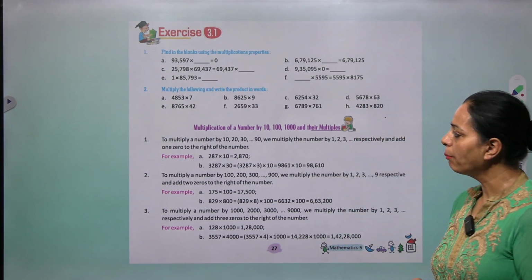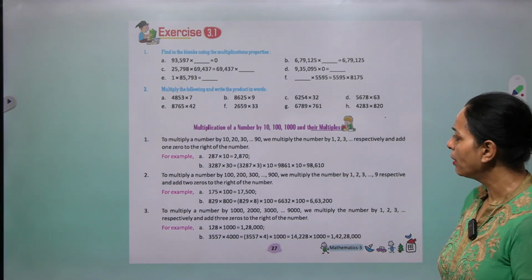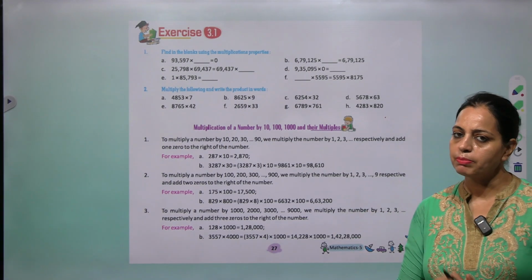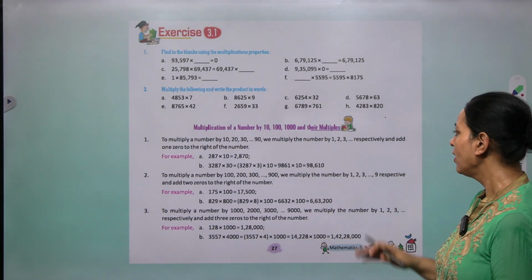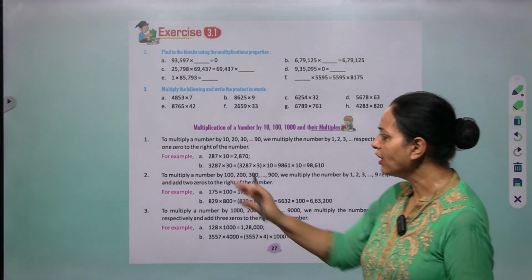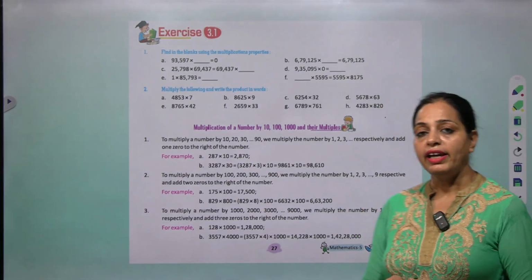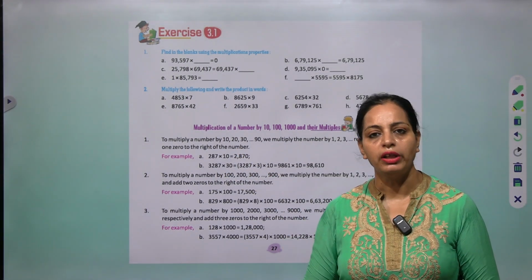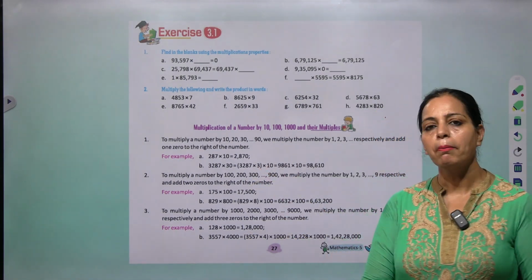To multiply a number by 10, 20, 30 up to 90, we multiply the number by 1 to 9. हम simple number से multiply करेंगे, zero को हम consider अभी नहीं करेंगे, respectively, and add 1 zero to the right of the number. Like example A given here, 287 into 10. So 2870. Put 0 at the back.